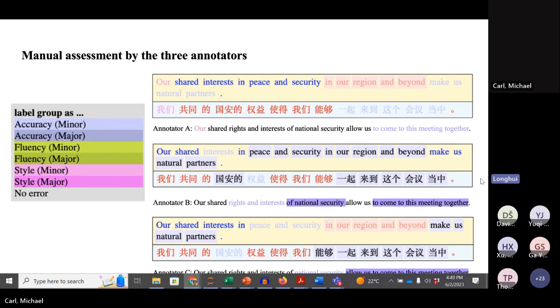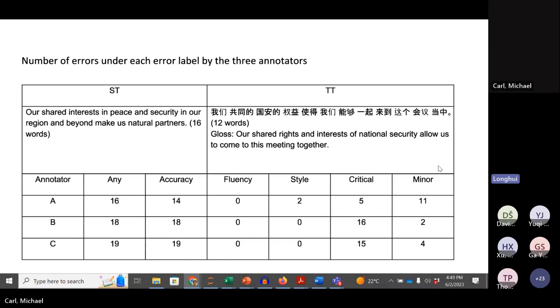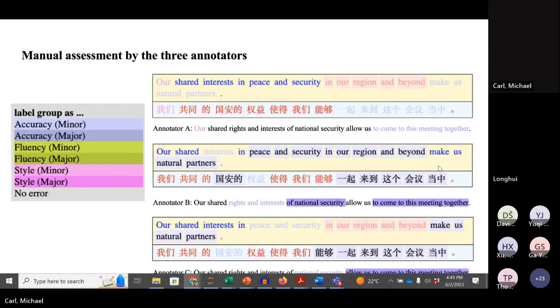And then "Make Us Natural Partners." The "natural partners" is also in dark purple, and it's aligned to the later part of the whole segment, which means the annotator aligned this "natural partners" to "come to this meeting together." And he thinks this is also a major accuracy error.